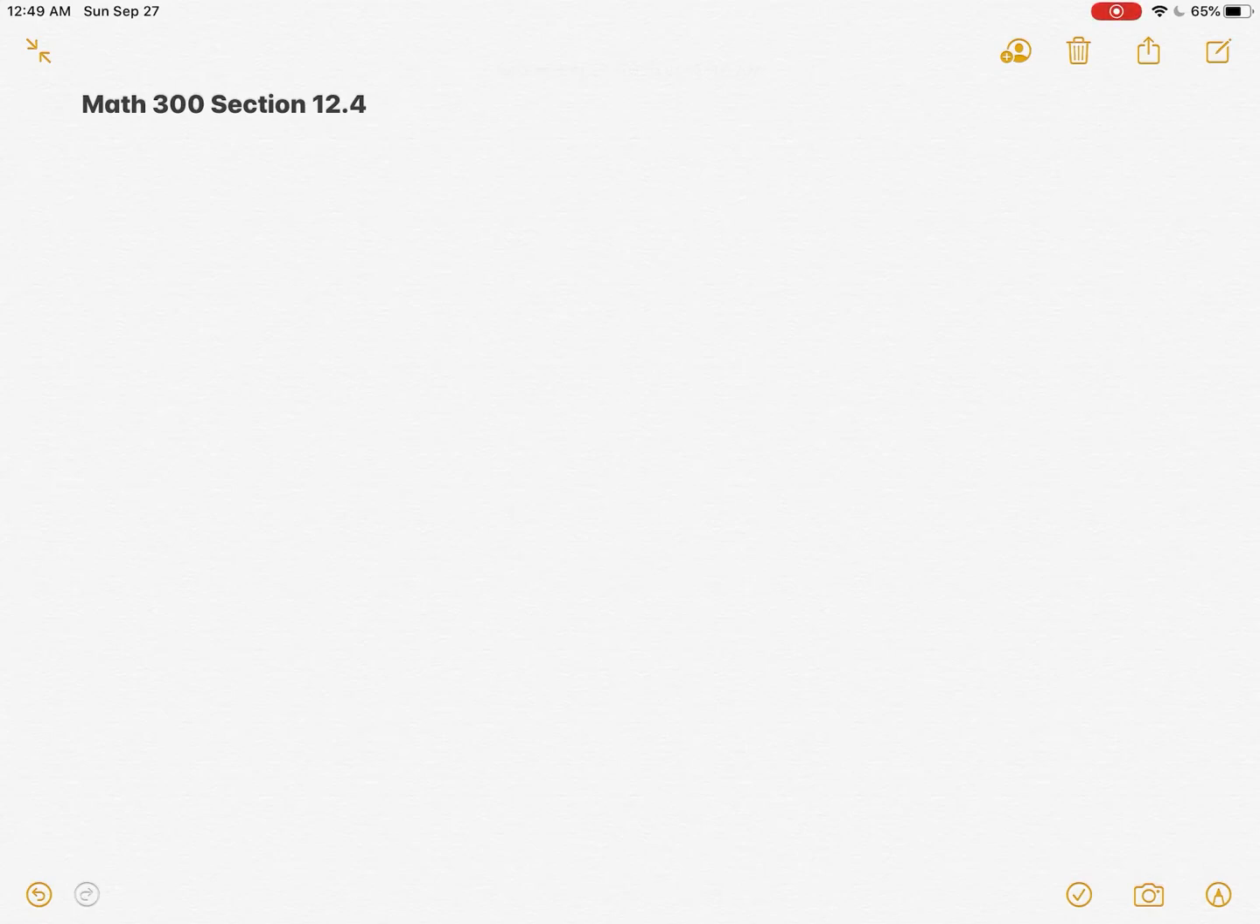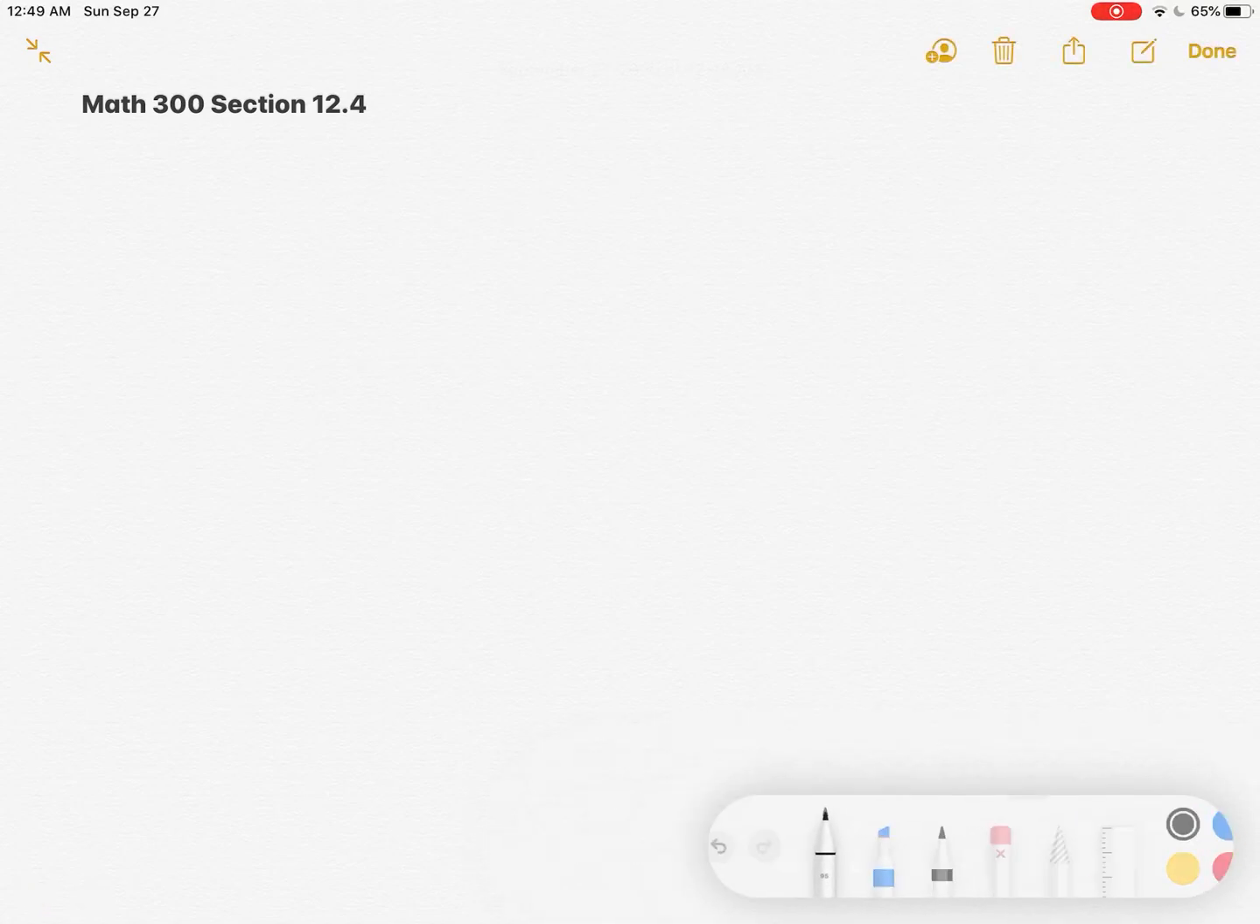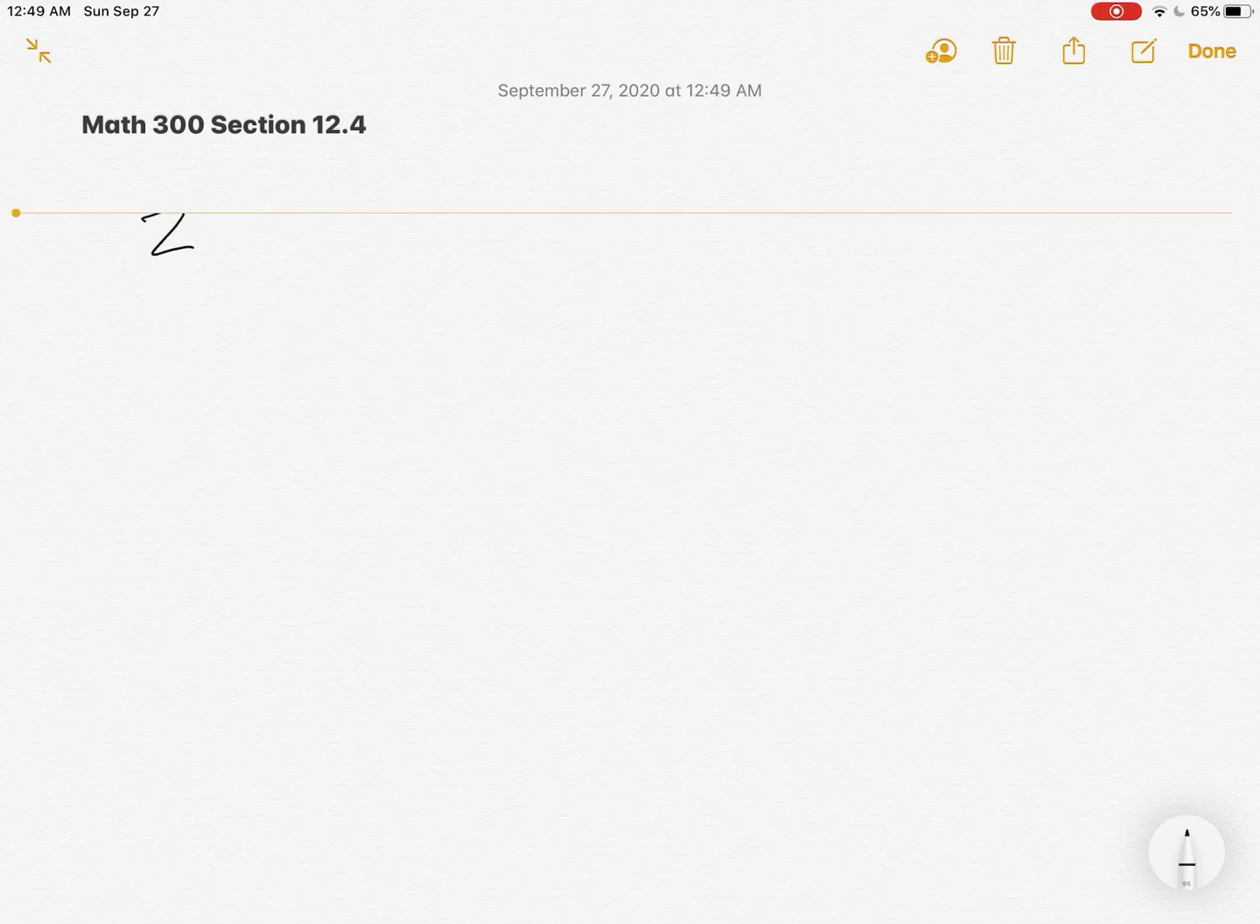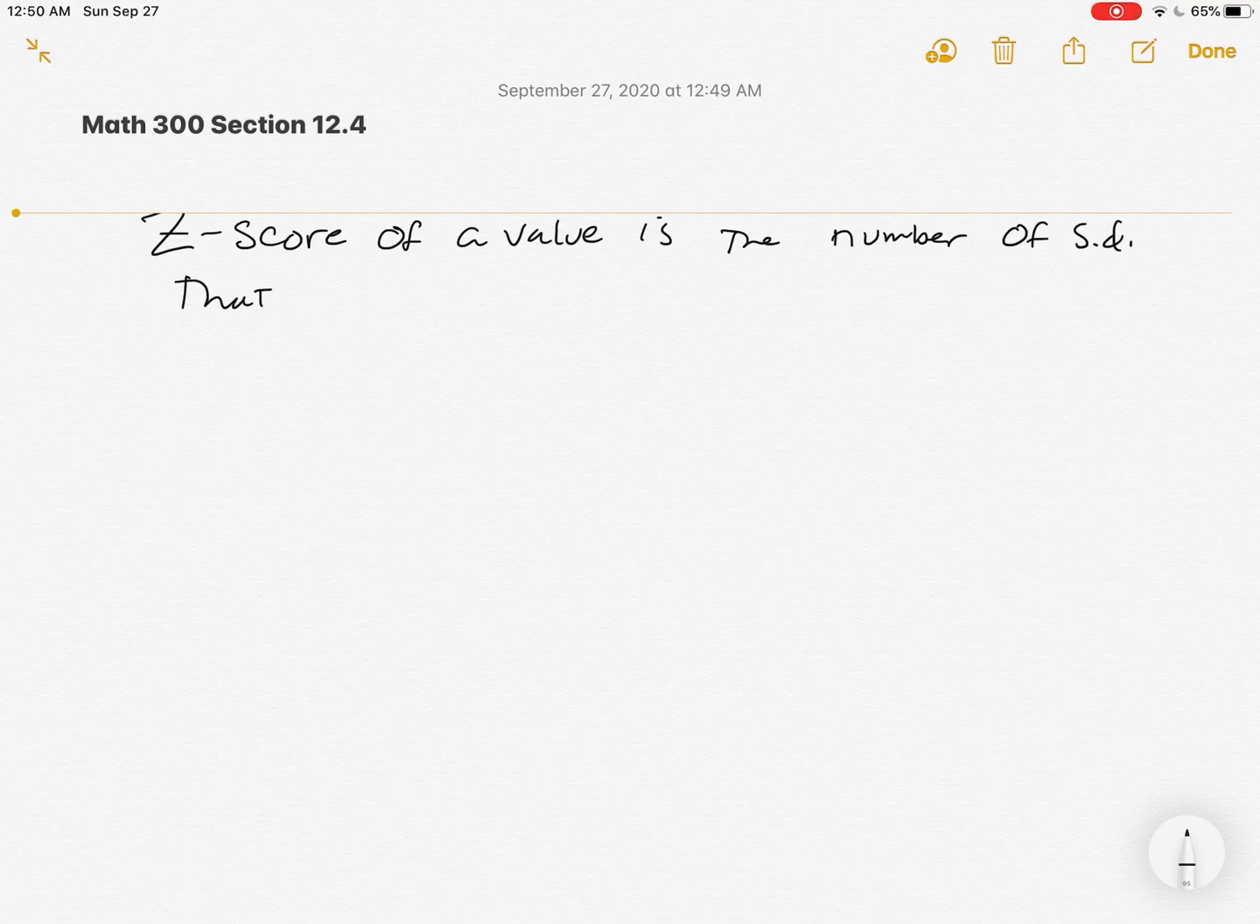In this next section, 12.4, there are a couple of things that are introduced here. One is called the z-score. The z-score of a value. Okay, we'll start there. The z-score of a value is the number of standard deviations that value is from the mean.